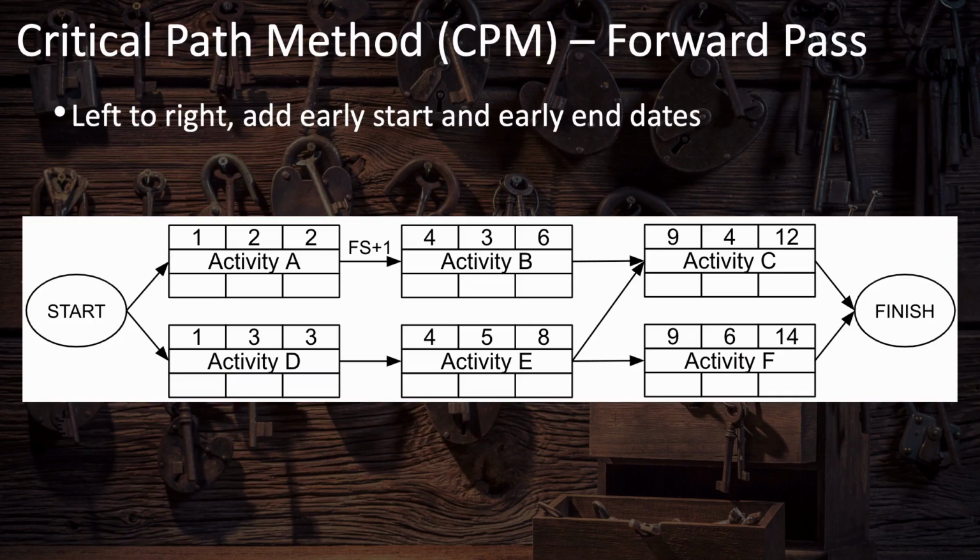Then we have activity B, which comes after activity A. It would normally start on the beginning of day 3, but here we have an FS plus 1, which means we have a 1-day lag. And so the earliest that activity B can start is on day 4, 1 day lag between the end of activity A and activity B. Since activity B takes 3 days, it will finish at the end of day 6.